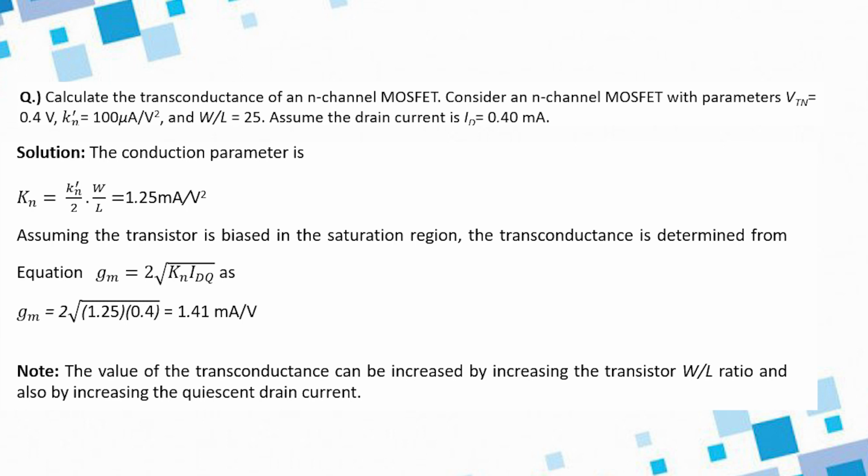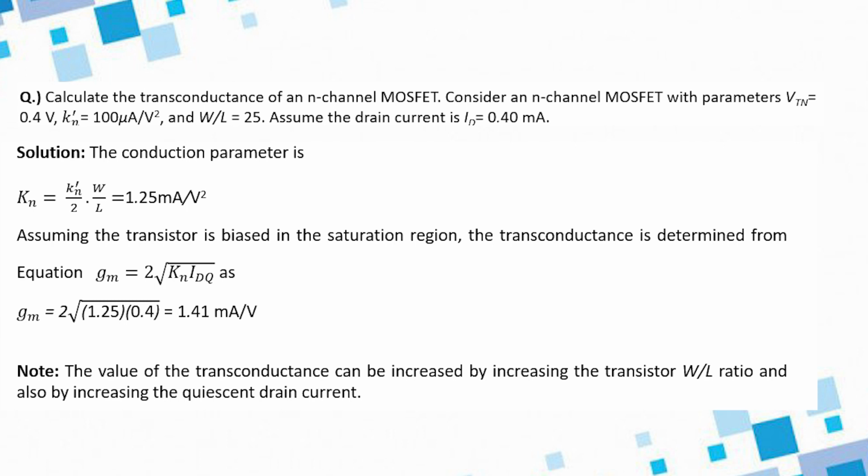So, we place the values in Gm equals 2 under root Kn into IDQ. We place the values of 1.25 and 0.4. We multiply them and we get 1.41 milliampere per volt. So, we can get the value of Gm. So, we have calculated the value of transconductance as 1.41 milliampere per volt.